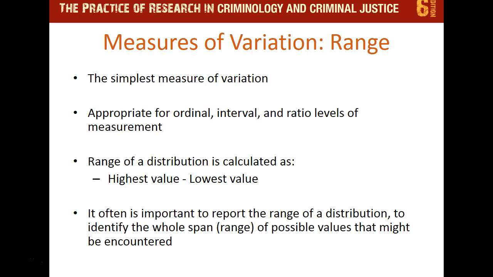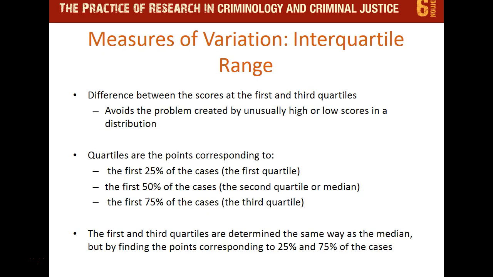It's often as important to report the range of a distribution to identify the whole span of your values that might be encountered. Our interquartile range is the difference between the scores at the first and the third quartiles. So this means that you have divided up your scores in 4 equal sections. And this avoids the problem created by unusually high or low scores.